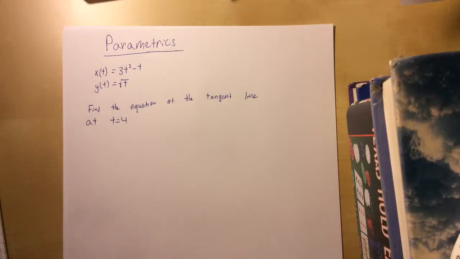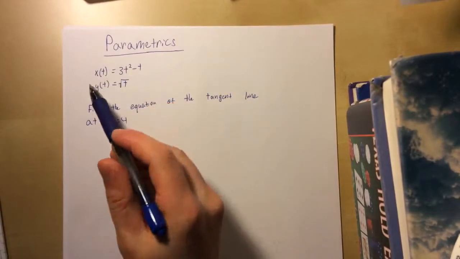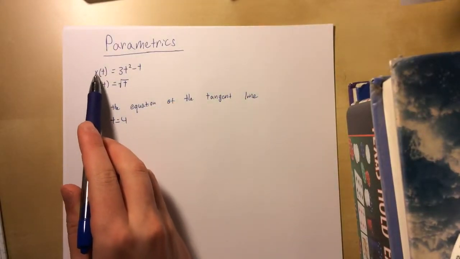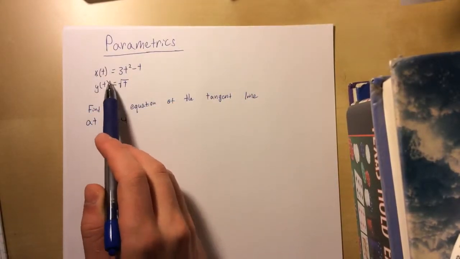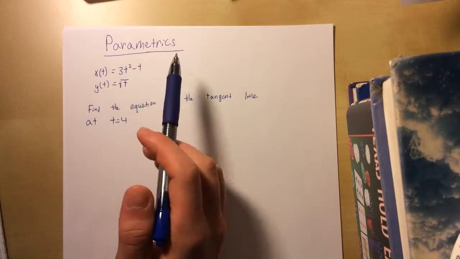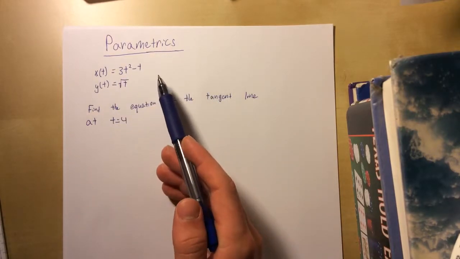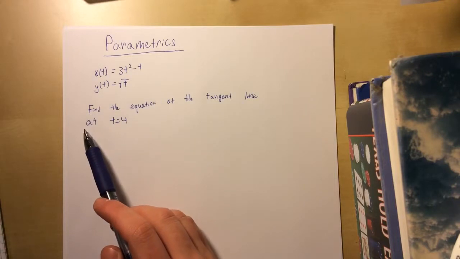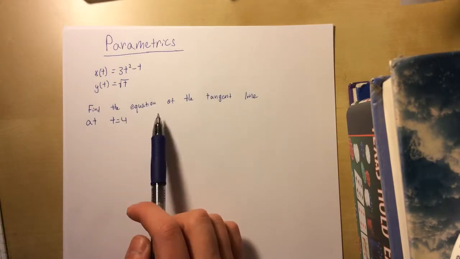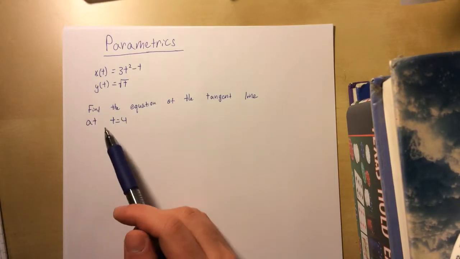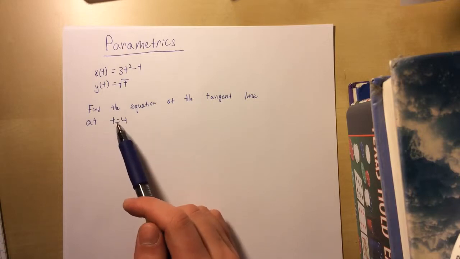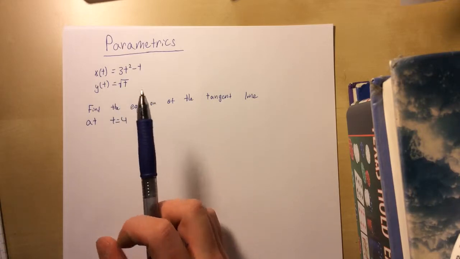So now let's look at parametric equations. Remember, parametric equations are just these: we have x is a function of t and y is a function of t. There are a bunch of different questions you can ask about these, but here's a pretty common one, which is to find the equation of the tangent line at some t. So let's go ahead and work through that.